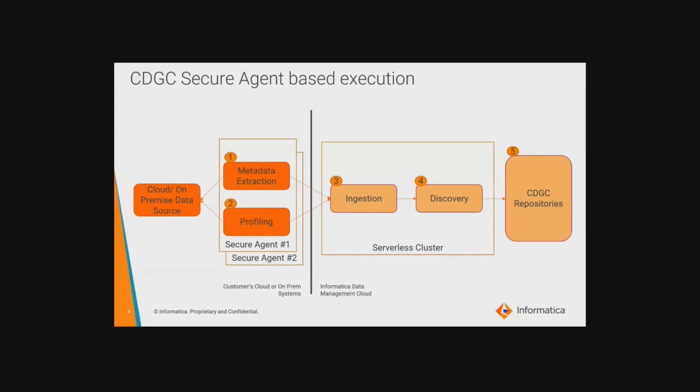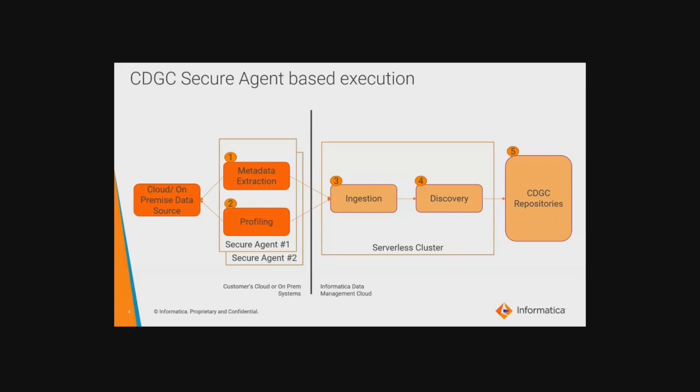As you can see on the far left side, we have our data sources on the customer side. This vertical line differentiates what's on the customer's cloud or on-prem system and what is on Informatica Data Management Cloud. On the far left, we have our metadata sources. This could be a cloud source like Google BigQuery or S3 or Redshift, or it could be an on-premise data source like Oracle, SQL Server, or any database or application which is supported.